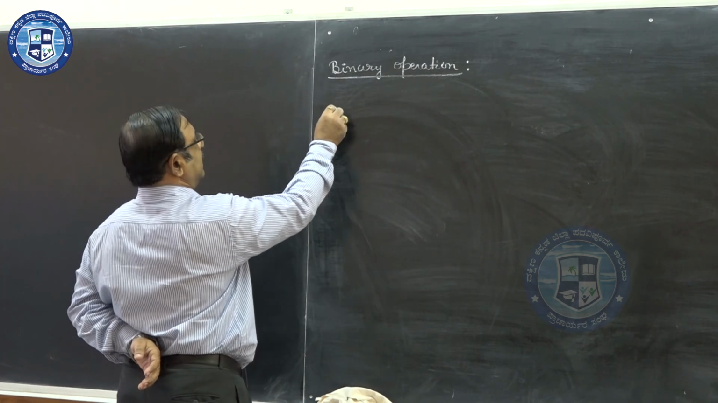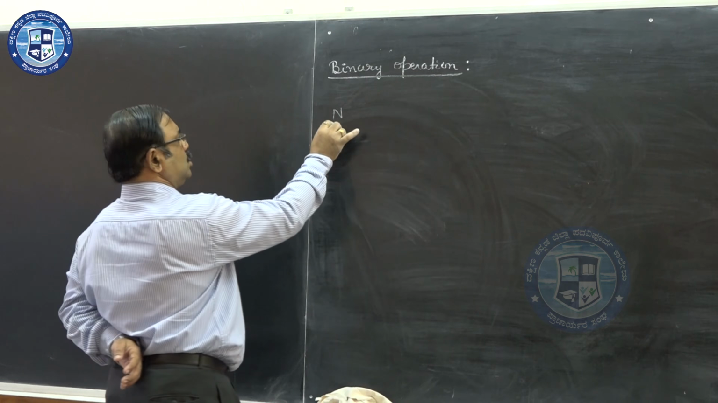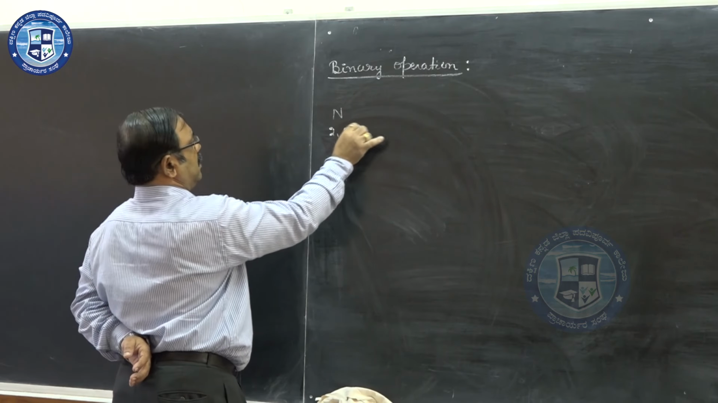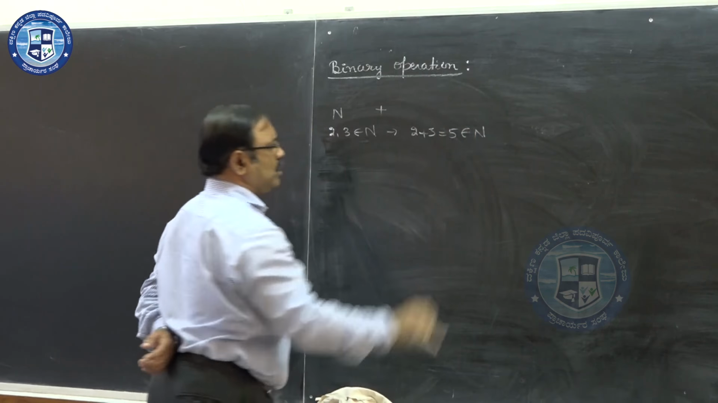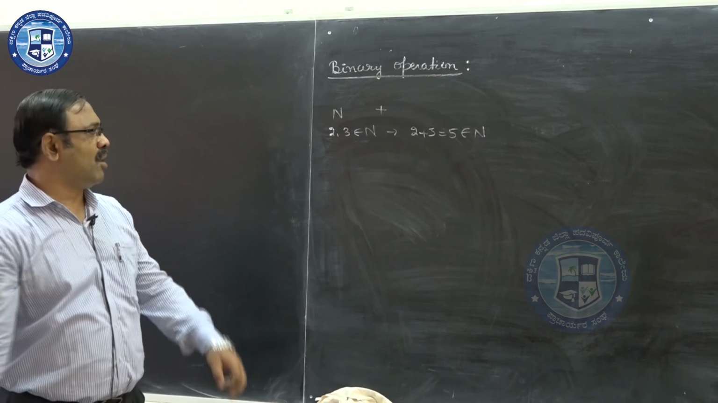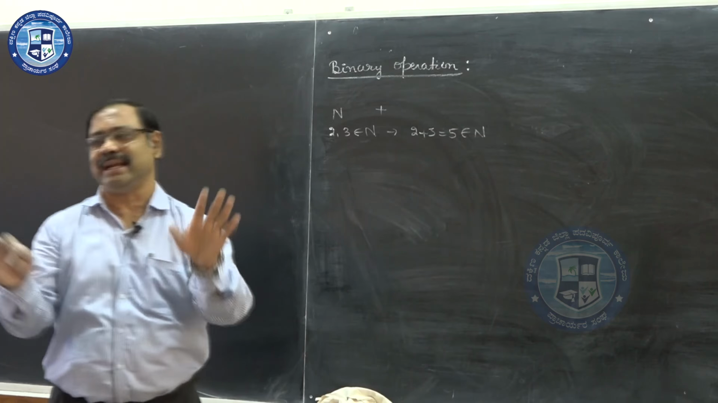See, let us consider the set of natural numbers. You take two elements 2, 3 belonging to N and take the operation as addition. Then this implies 2 plus 3 equal to 5 belongs to N. This is the simplest definition of binary operation. For a, b belonging to a given set, its association with respect to that operation must be a unique element belonging to the same set.